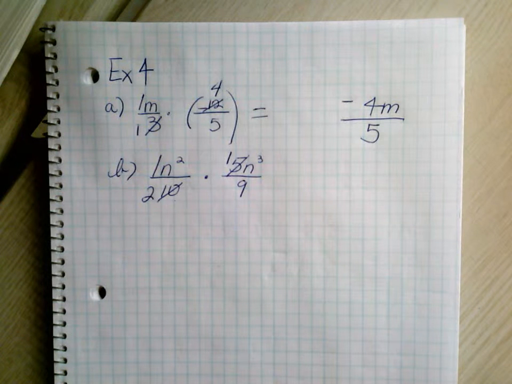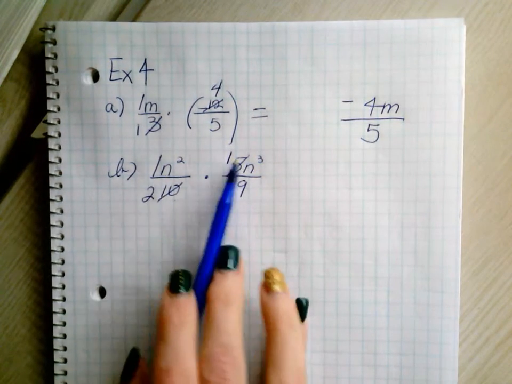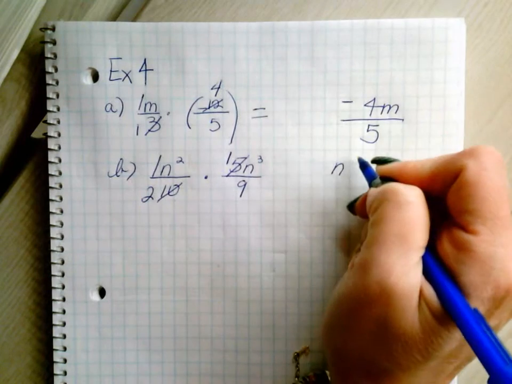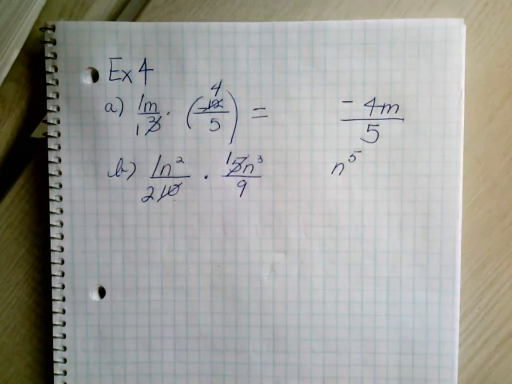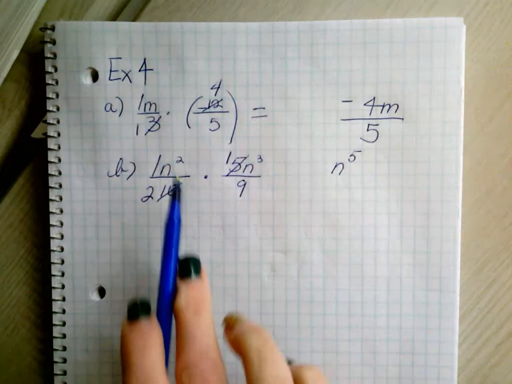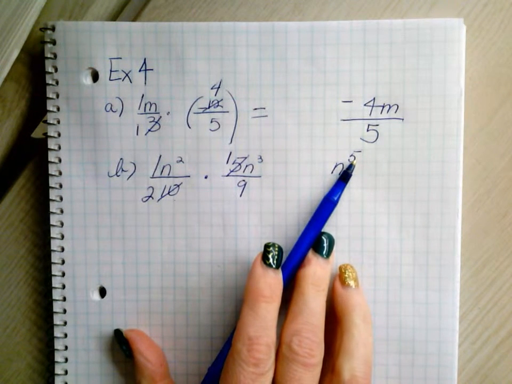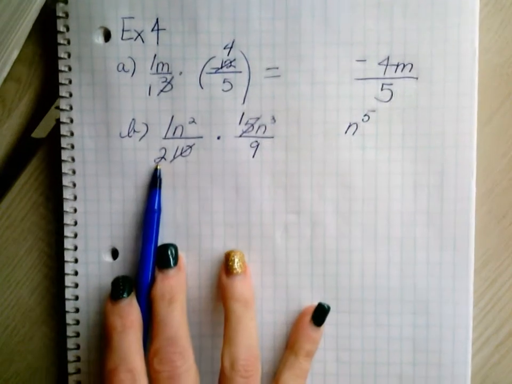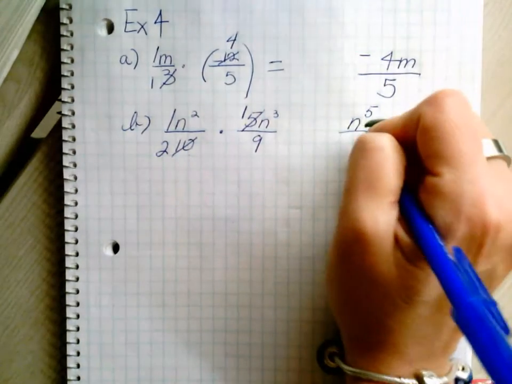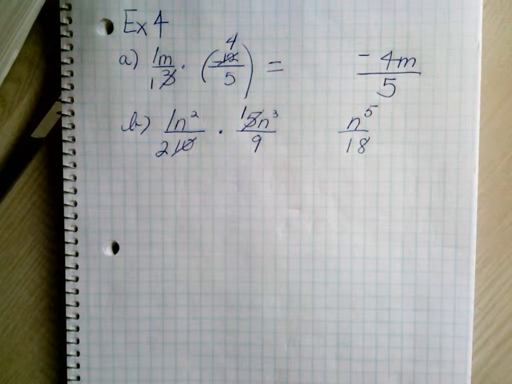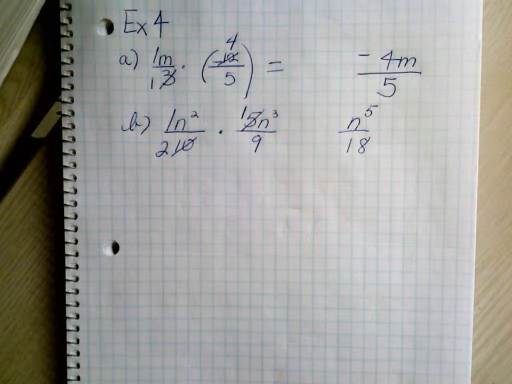We learned the rules for multiplying exponents with the same base. You simply add the exponents. 1n squared times 1n cubed is how many n? N to the 5th, right? 3, 2, 5, and 2 times 9, 18. Questions? Would that just be an n because it's n times n, 1n times 1n?